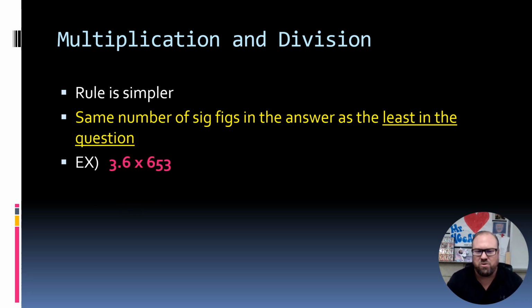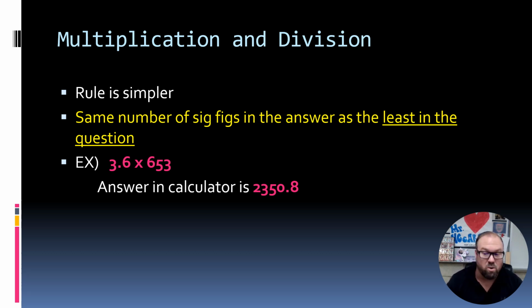Let's say we've got two measurements, 3.6, and we're going to multiply that by 653. The answer in your calculator is 2,350.8.